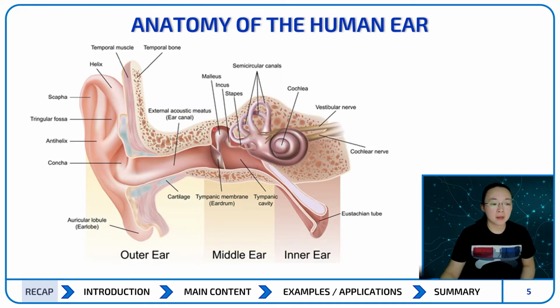So just keep that in mind. The vibrations are going to start at the tympanic membrane. They're going to be amplified significantly as they go through the middle ear towards the inner ear, and then the hair cells are going to receive those vibrations and create an action potential that gets sent to our brains.